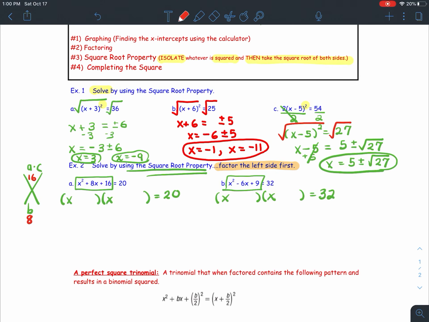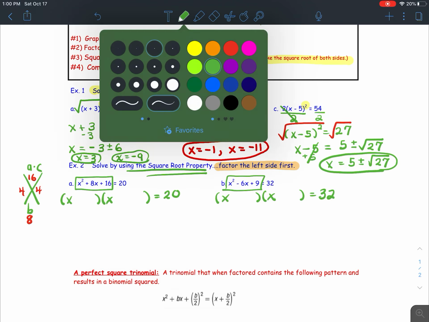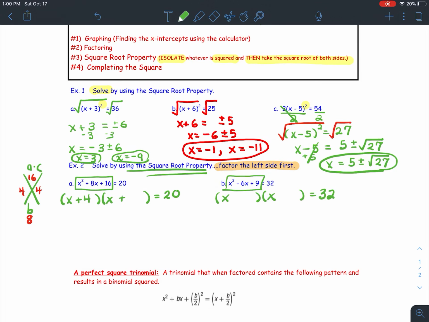All right, so A times C on this is 16, B is 8. I'm looking for two numbers. They need to multiply to be 16, add to be 8. Those two numbers would be 4 and 4. So I'm going to put plus 4 here, plus 4 here. Now remember, this was asking us to do the square root property. Well, if we're doing the square root property, something should look like it's being squared. If you look at what we have here, we have the exact same factor showing up twice. This is kind of duplicated. So instead of me writing them out twice, I technically could write it and just say, I have 2 of those x plus 4s.